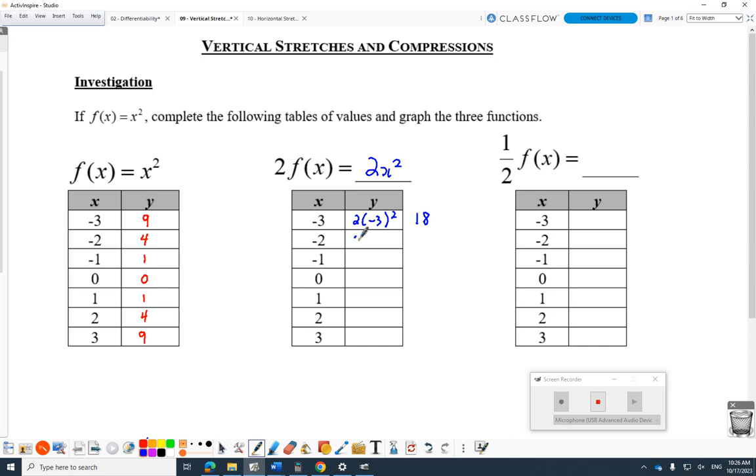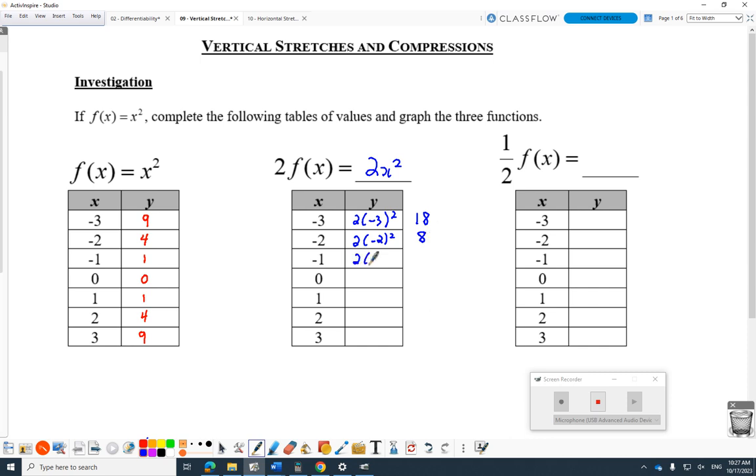So then 2 times -2 squared. -2 squared is 4, which is what's on the other table. Then multiply by 2, and I get 8. Your mind's moving, it's processing, it's going, oh, what's going on here? Oh, we're just multiplying the y's by 2. Yes, you're just multiplying the y's by 2. Lesson over. Lots of details to show you. Lots of little tricks to show you, but that's basically what's happening.